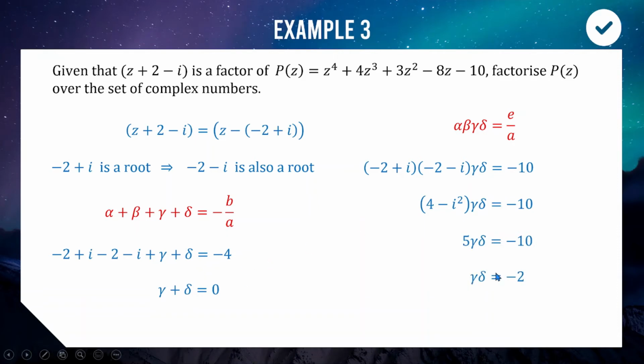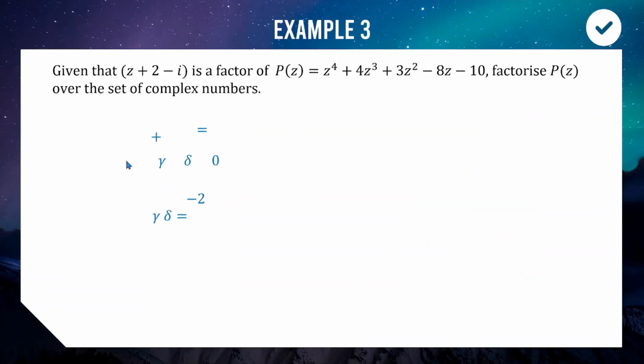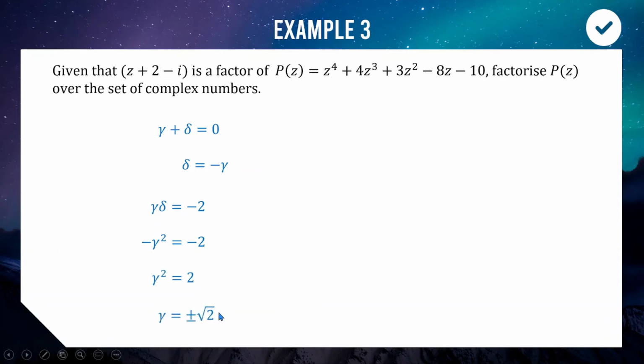Now we have a couple of quick simultaneous equations we can solve together to try and figure out gamma and delta. So I'm going to put those over here. All right, solving this, I'm going to put the gamma on the right-hand side. So delta is equal to minus gamma. I'm going to substitute this into the second equation. So gamma times delta becomes negative gamma squared. This gets us that gamma squared is equal to 2. So gamma must be plus or minus root 2. So one of them is positive root 2, and then the other one, which is delta, will be negative root 2. So there we have our 4 roots.